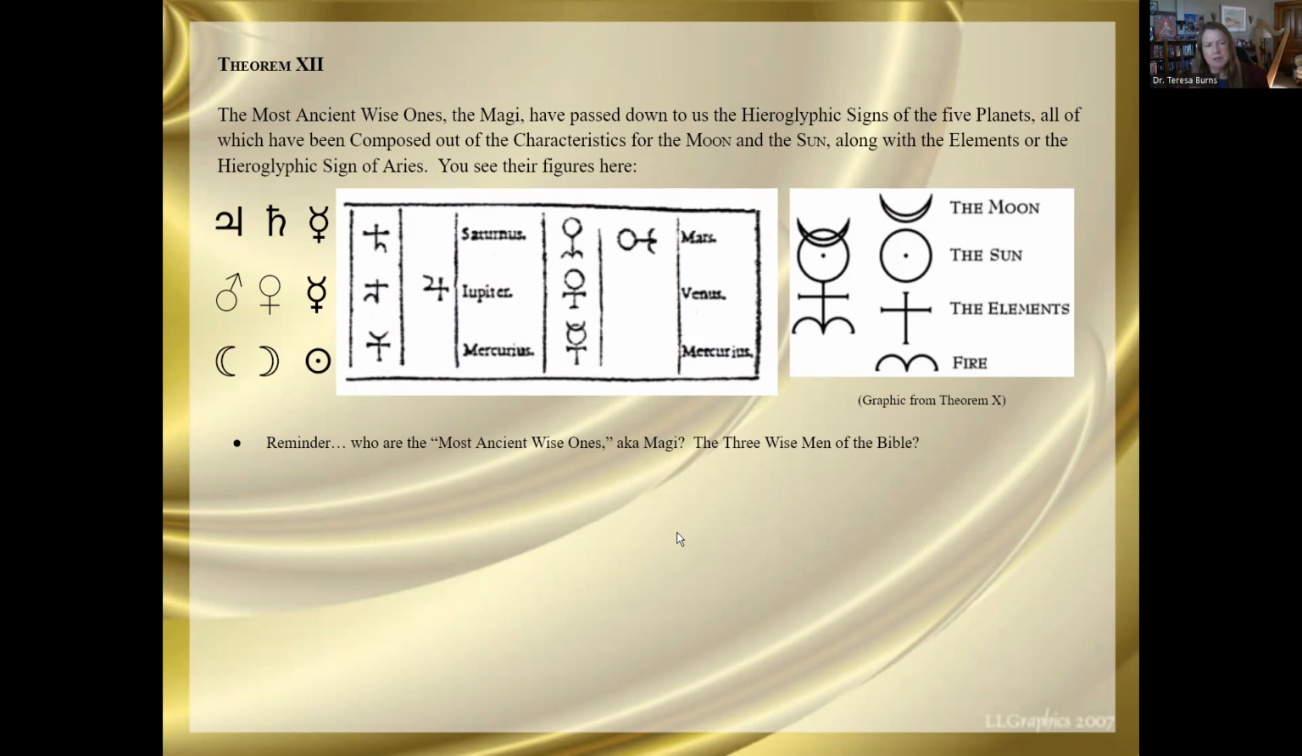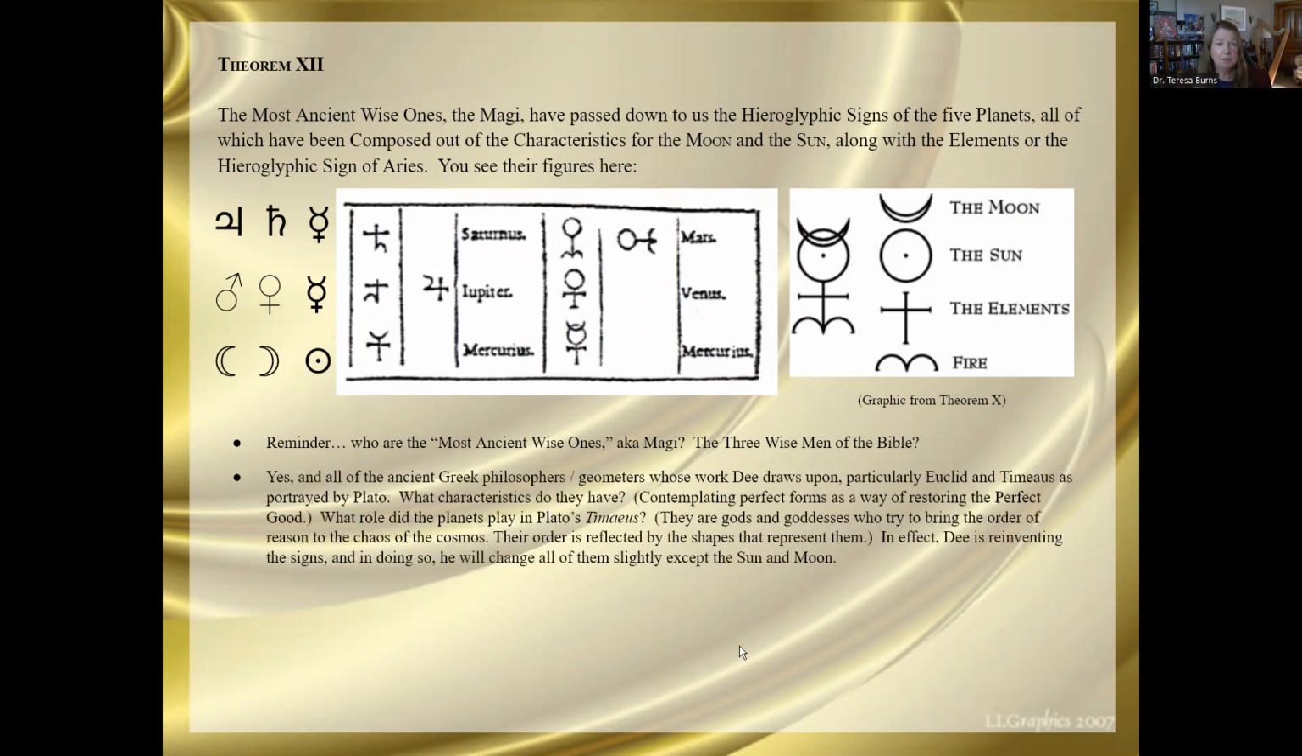We also would think about who the ancient wise ones are. Maybe they're the three wise men of the Bible. They could be, since he has multiple references for many things. But more obviously, they're the Greek philosophers and geometers whose work Dee has been drawing upon, particularly Euclid and Timaeus as portrayed by Plato, but not only them. And what characteristics they have, we've already talked about. They're contemplating perfect form as a way of restoring the perfect good from that eternal world of being into the world of becoming.